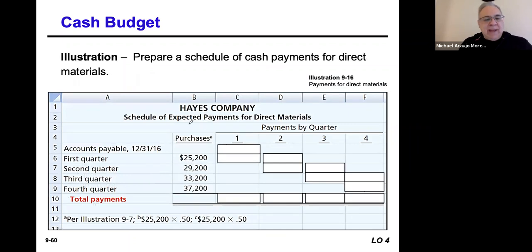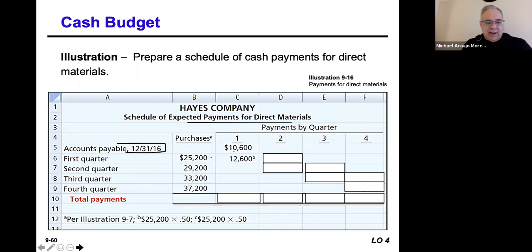In terms of the payments for direct materials, remember they do half and half, if I remember correctly, right? So in this case, they do have an outstanding accounts payable that they gave you information on. So they're going to be paying all of that in this quarter and half of their purchases for the first quarter here. So they're going to need to fork out $23,200. They need cash to pay those bills for direct materials.